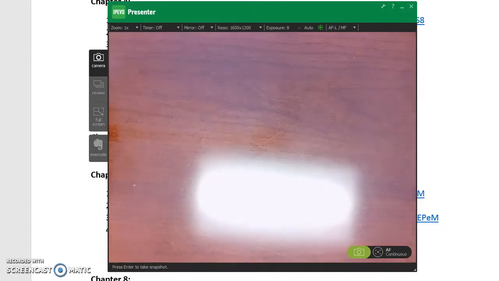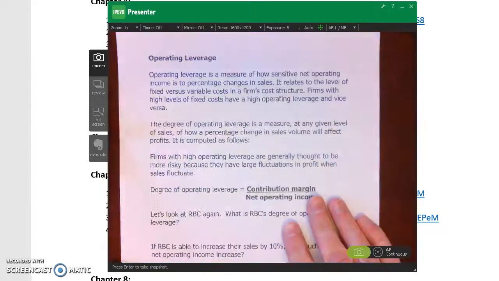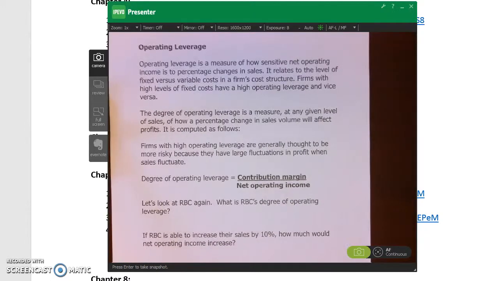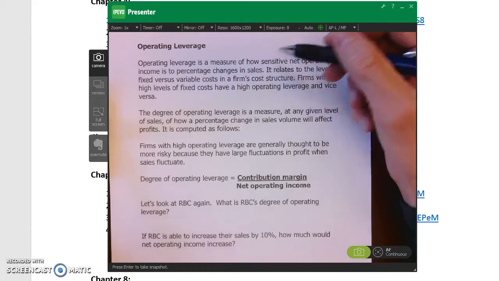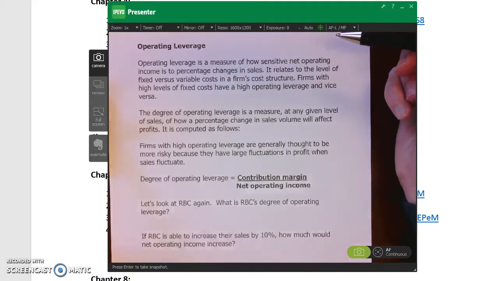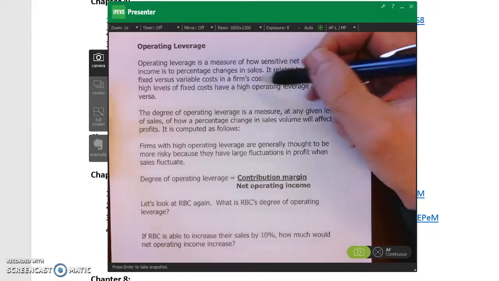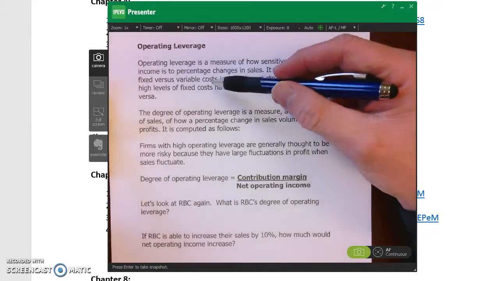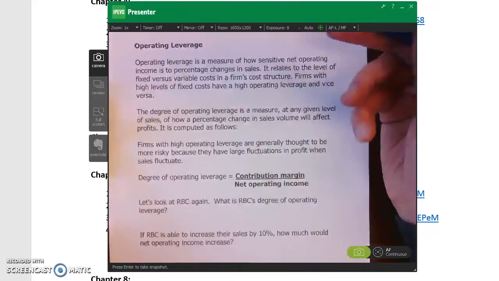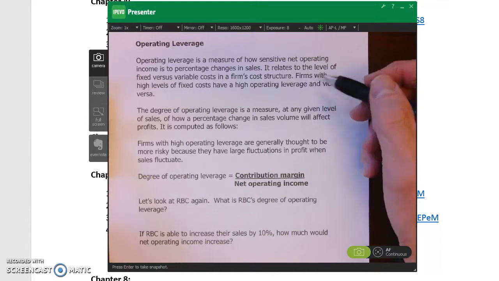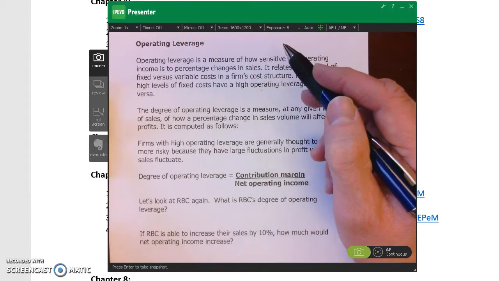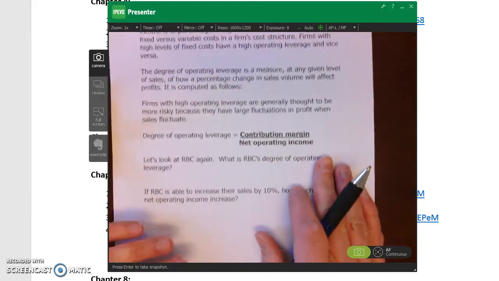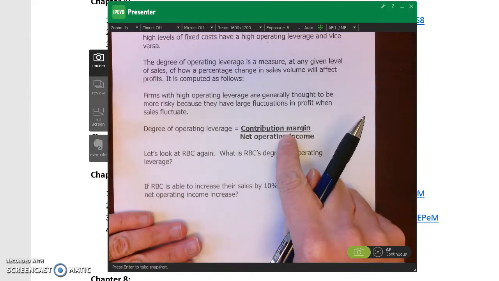So you look over here. Operating leverage: we can calculate operating leverage, and it's a measure of how sensitive net operating income is to our percentage change in sales. It does take into account the cost structure, so that's why I talked about the cost structure first. Firms with high fixed costs have high operating leverage, and vice versa. The way we calculate operating leverage is contribution margin divided by net operating income.